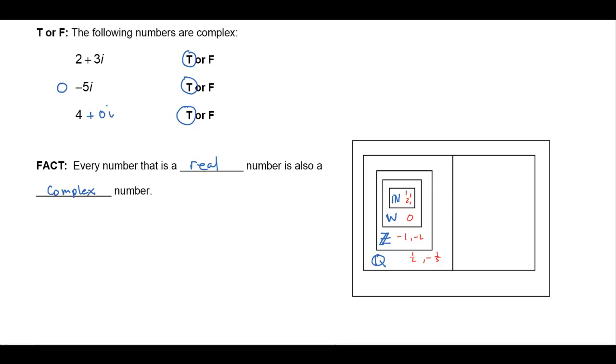So if I throw in the irrational numbers, then together all of these numbers right here are what we call the real numbers. But there's one set bigger than that. That's the complex numbers. And so the complex numbers contain all of the real numbers.